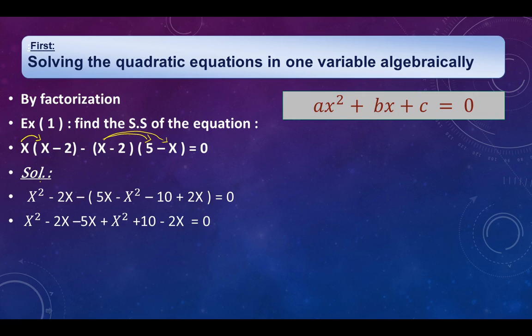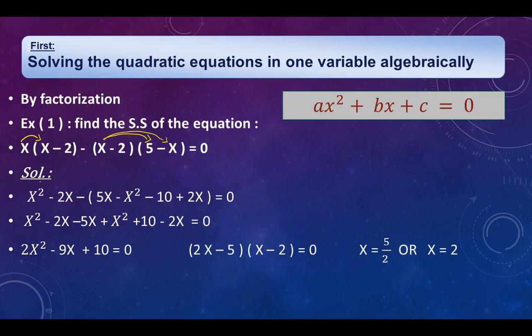Distribute the negative sign: x power of 2 minus 2x. Negative 1 times 5x equals negative 5x, negative 1 times negative x squared equals positive x squared, negative 1 times negative 10 equals positive 10, negative 1 times 2x equals negative 2x. All of this equals 0. By collecting like terms, we have 2x power of 2 minus 9x plus 10 equals 0.